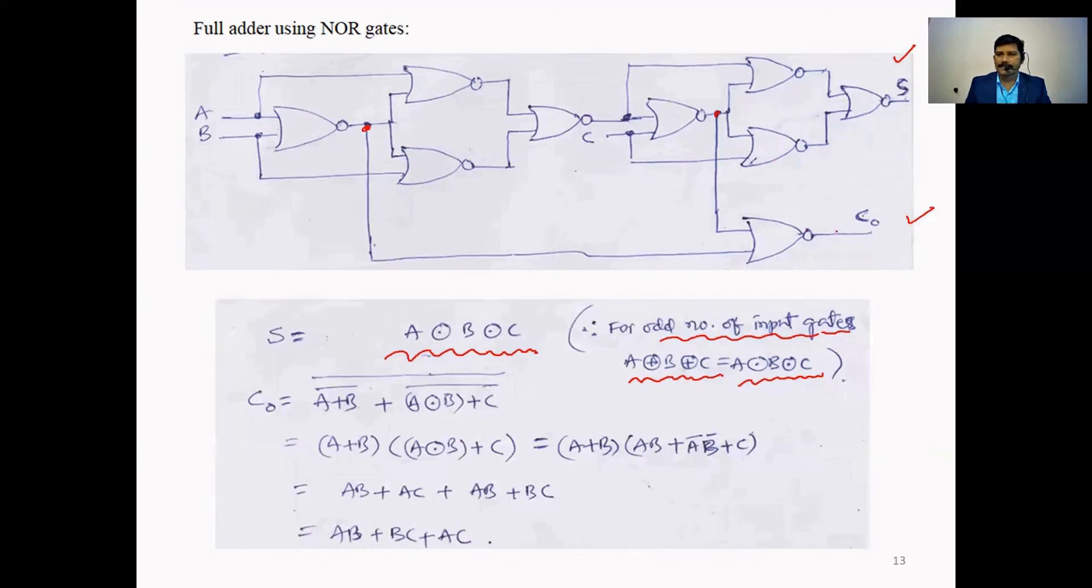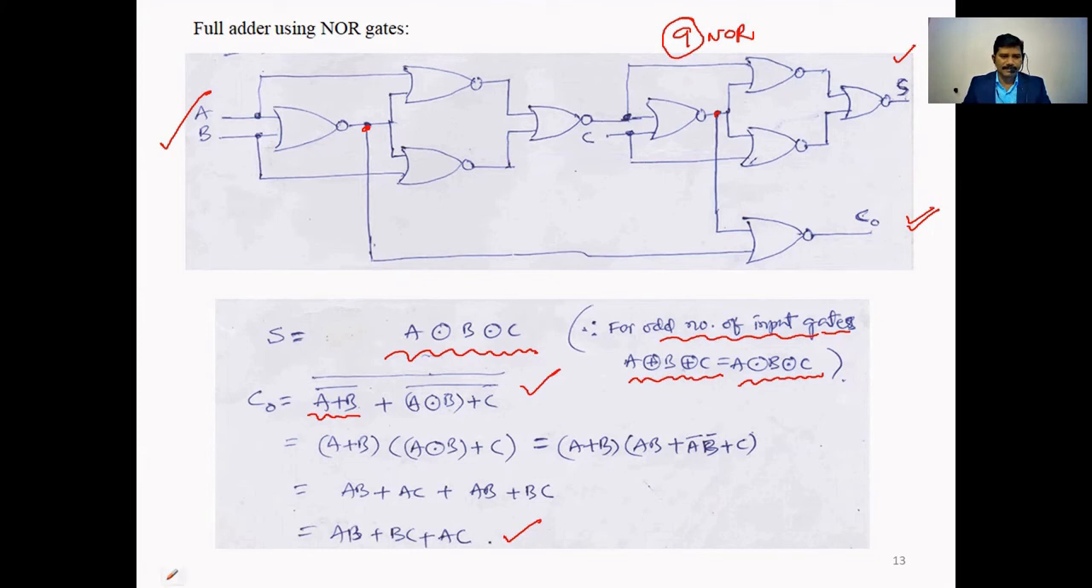And from these 2 points you will get this C0. This is A plus B whole bar plus A XOR B plus C whole bar. This is the total, this C0. If you simplify this one, you will get AB plus BC plus AC. Here 9 NOR gates are required. This is about full adder implementation using NAND gates as well as NOR gates. Total 9, we need to remember. In the same way, for a full subtractor also, 9 NAND gates or 9 NOR gates are required.